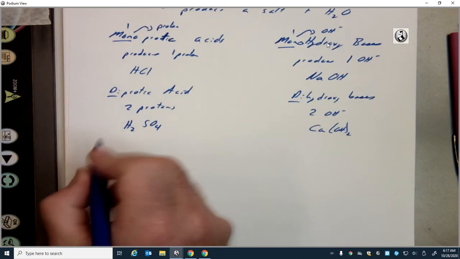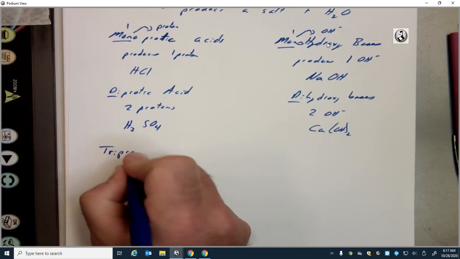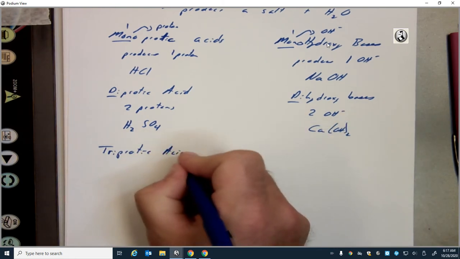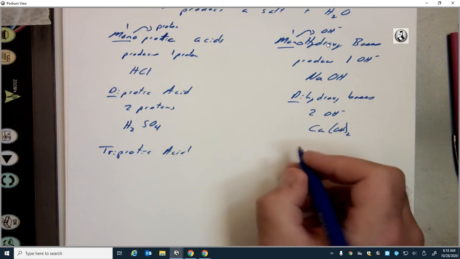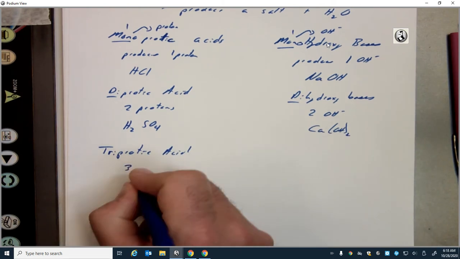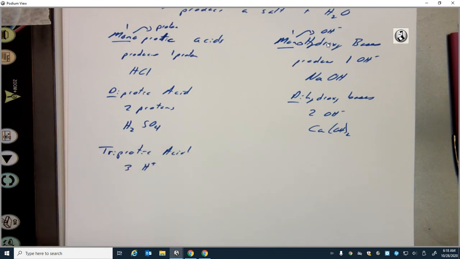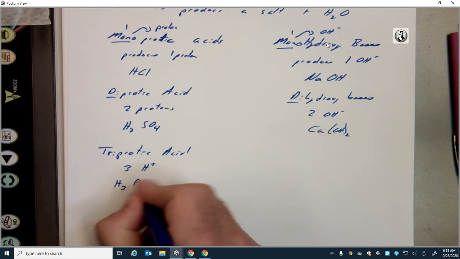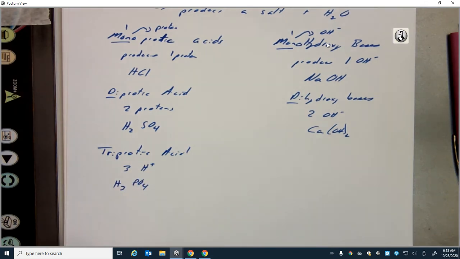And finally, we have triprotic, and they're really triprotic acids. There really aren't any trihydroxy bases, but there is a triprotic acid which produces three protons, which are three H pluses. And this would be H3PO4. So I just wanted to quickly classify these acids and bases before we talk about neutralization, because they do play a role in our neutralization reactions.